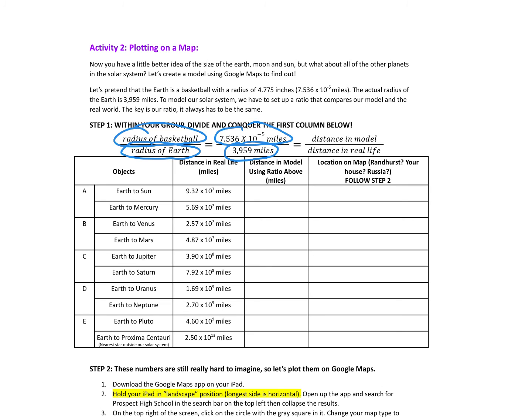Okay, so pretty simple. Now, the way I'm going to use this to figure out where things will go in my model is I'm going to take that number and multiply it by the actual distance in real life. So for example, when I multiply that 1.9 times 10 to the negative 8 number by 9.32 times 10 to the 7th, I get 1.77 miles. Okay? And now I have to figure out where that's going to look on my map. So let's hang on just a second and we'll take a look at that.